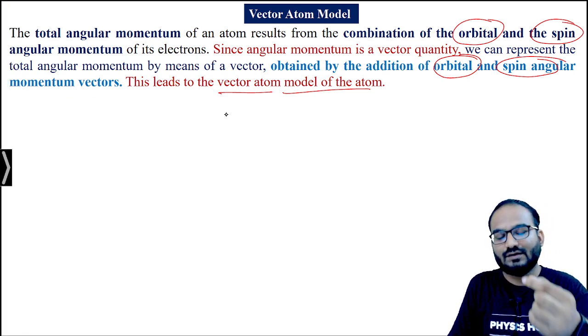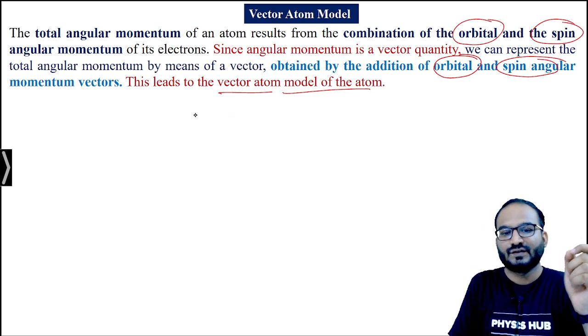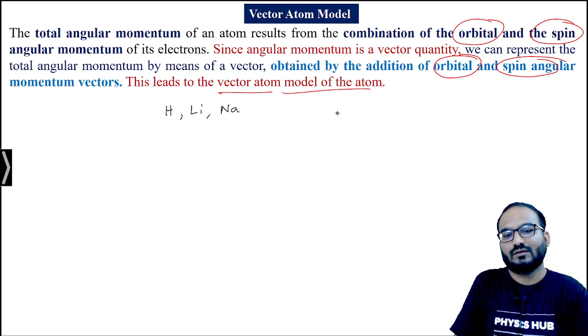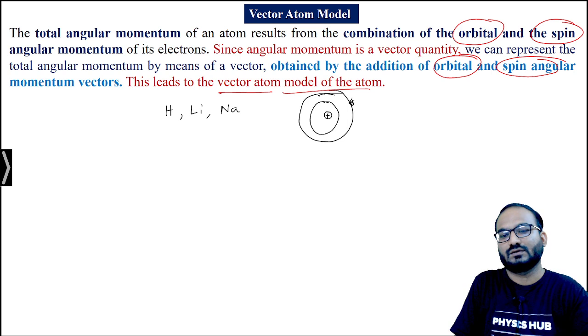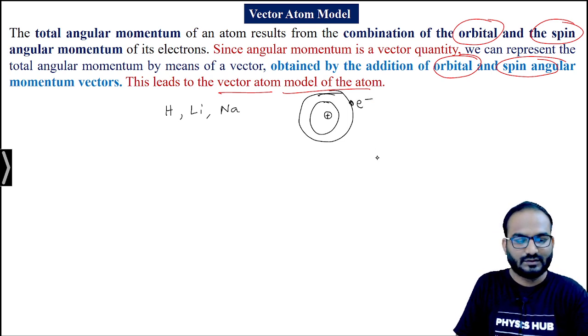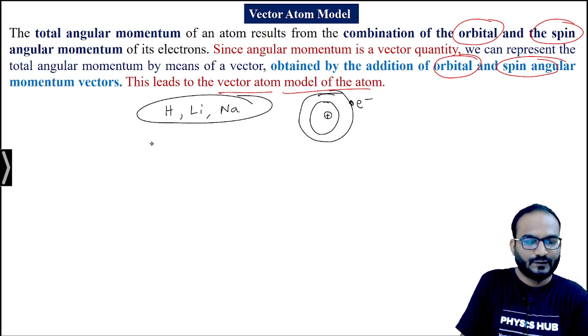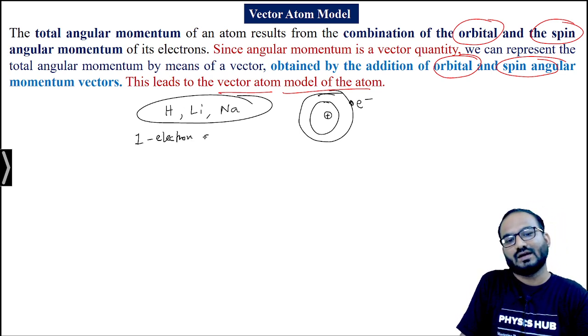Now let us consider an atom whose number of electrons in the outermost shell is 1. There are some atoms like hydrogen, lithium or sodium that have closed shells, and additionally they have one electron in the outermost shell. I'm just drawing in a very rough manner. These are all called one electron atoms, in the sense of one electron in the outermost shell and the remaining closed shells.